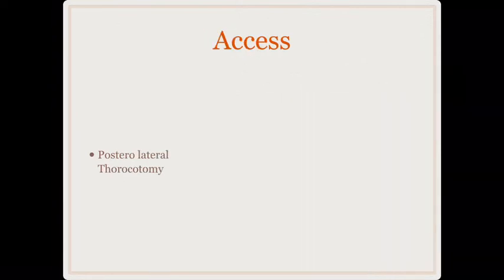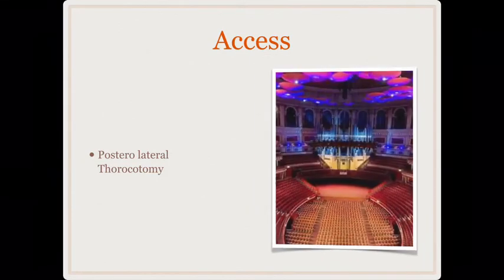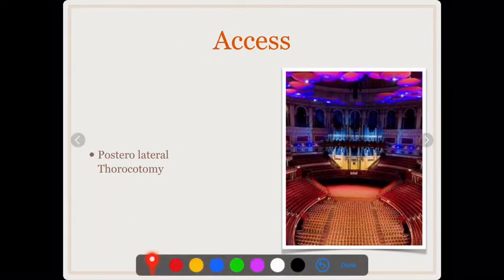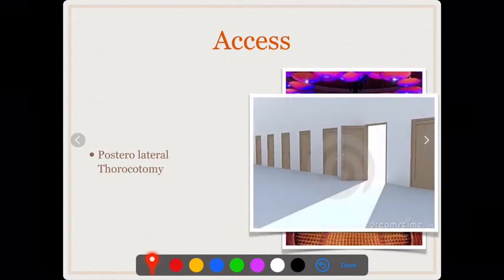The access to the thorax differs from access to another cavity, like say the abdomen. Here you can see this is a large concert hall. So the abdomen is something similar to this. Irrespective of whichever door through which you enter this hall, you can always have access to any part of the hall. So if you make an upper midline incision and then you find that the problem is in the lower part of the abdomen, you can simply extend the incision and go to the lower part of the abdomen. So that's the advantage of operating on the abdomen.